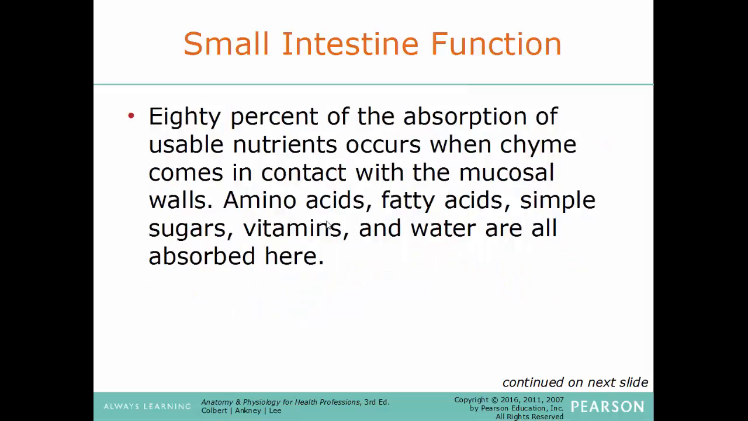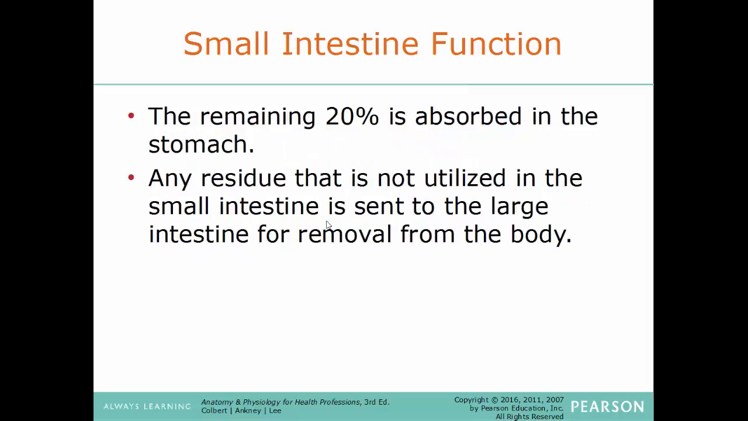Now, 80% of the absorption of usable nutrients occurs when chyme first comes in contact with the mucosal walls of the small intestine. So amino acids, fatty acids, simple sugars, vitamins, and water are all absorbed here. And the remaining 20% is absorbed in the stomach. Now, any residue that is not utilized in the small intestine is moved on into the large intestine to eventually be removed or defecated from the body.